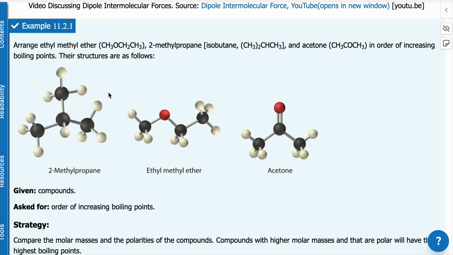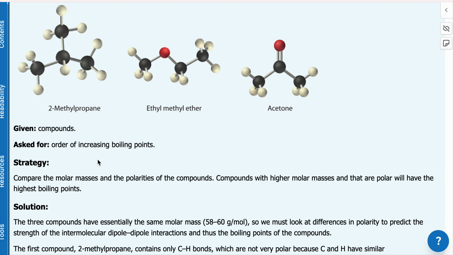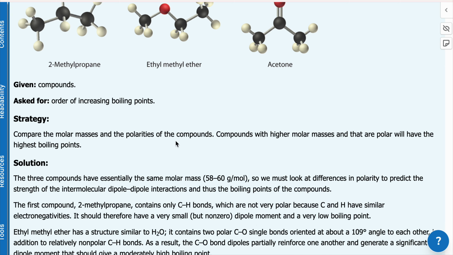Strategy for guessing the boiling points of the molecules: compare the molar masses and the polarities of the compounds. Compounds with higher molar masses and that are polar will have the highest boiling points. The three compounds have essentially the same molar mass, so we must look at differences in polarity to predict the strength of the intermolecular dipole-dipole interactions and thus the boiling points of the compounds.